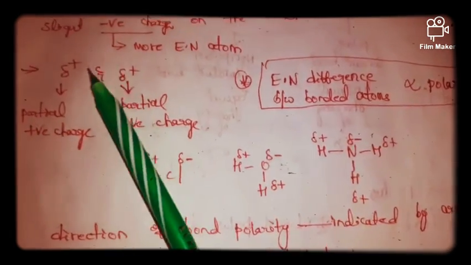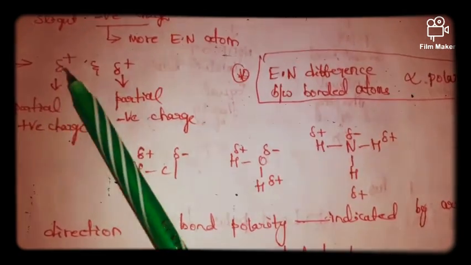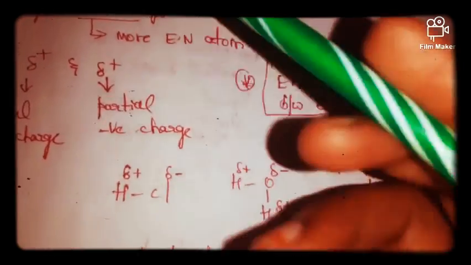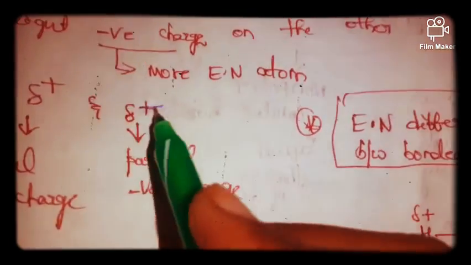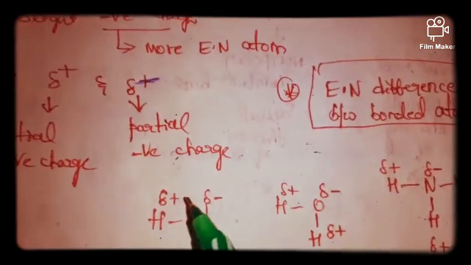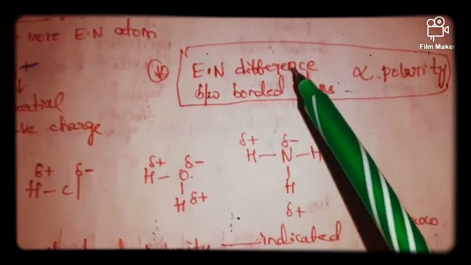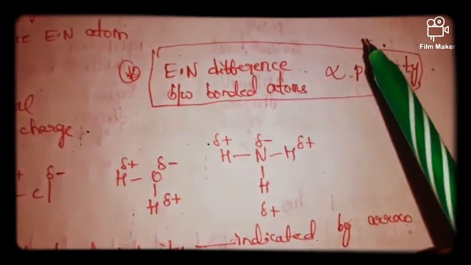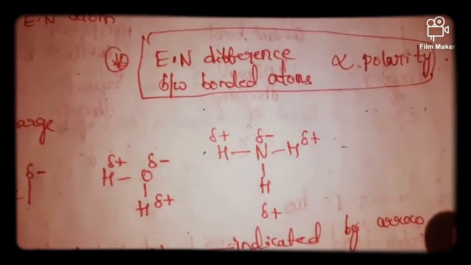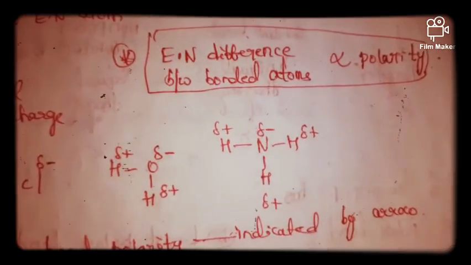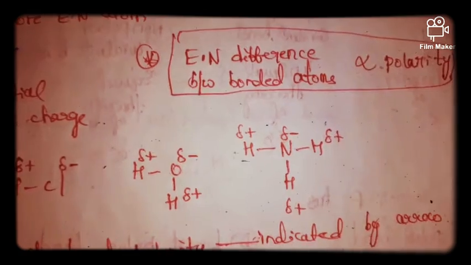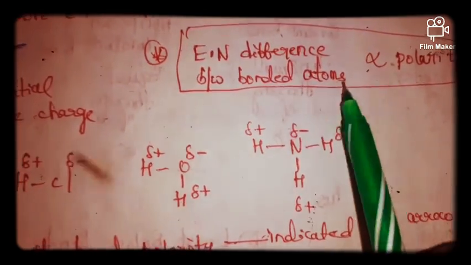Next, this is the representation. This is a partial positive charge. Sorry, here I had to mention negative. This is the partial positive charge and this is the partial negative charge. Next, try to remember this point friends. Electronegativity difference between bonded atoms is directly proportional to polarity. If the electronegativity difference is more between two bonded atoms, then polarity will be more. So these two are directly proportional.